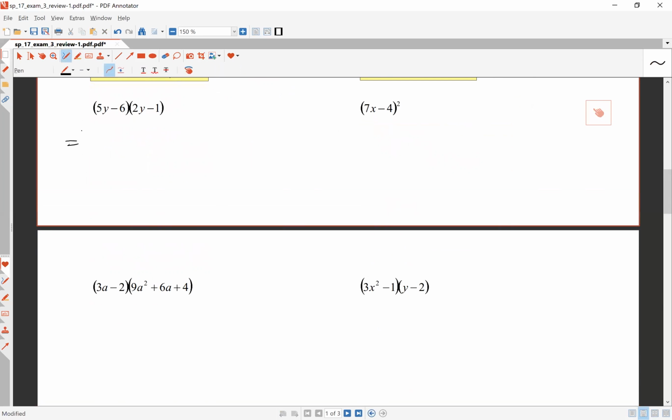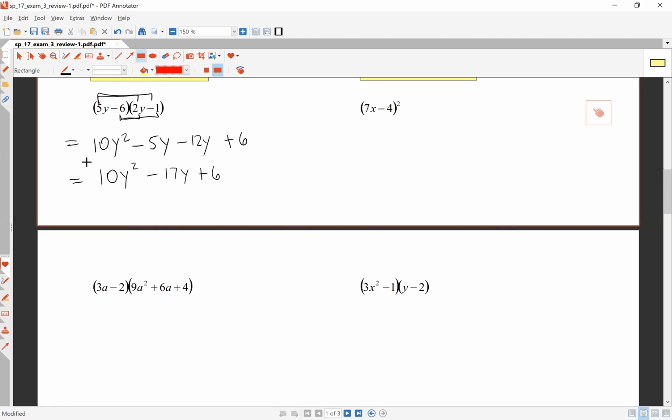5y minus 6 times 2y minus 1. We distribute the 5y across, and that's going to give us 10y squared. 5y times negative 1 is negative 5y, and negative 6 times 2y is negative 12y, and negative 6 times negative 1 is positive 6. The middle terms combine and give us negative 17y. And so we get 10y squared minus 17y plus 6.